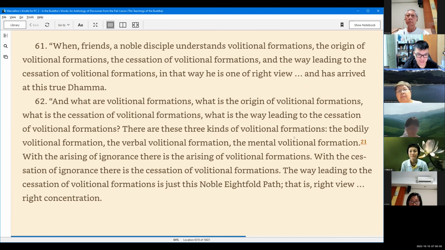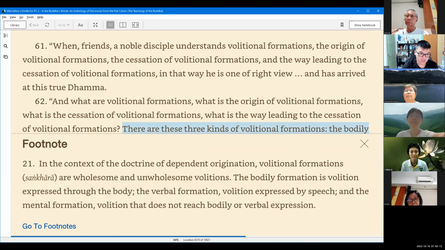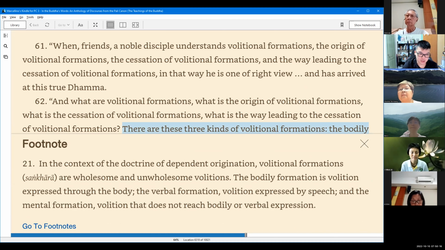Here, volitional formation is defined as three: bodily, verbal, and mental volitional formations. Footnote number 21. In the context of the doctrine of dependent origination, volitional formations, sankhara, are wholesome and unwholesome volitions. The bodily formation is volition expressed through the body. The verbal formation, volition expressed by speech. And the mental formation, volition that does not reach bodily or verbal expression.